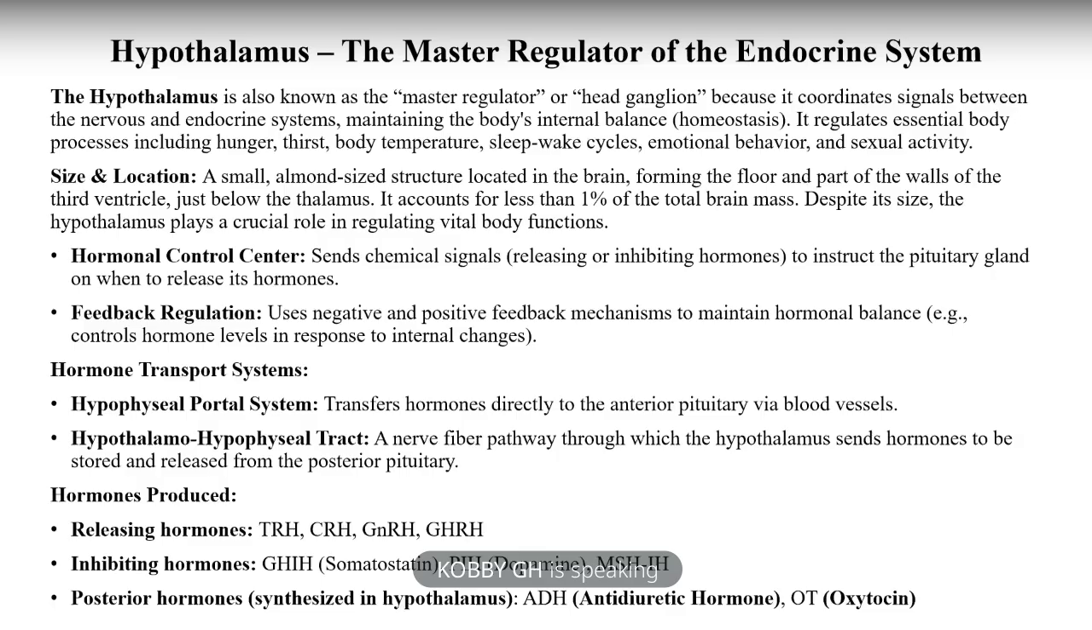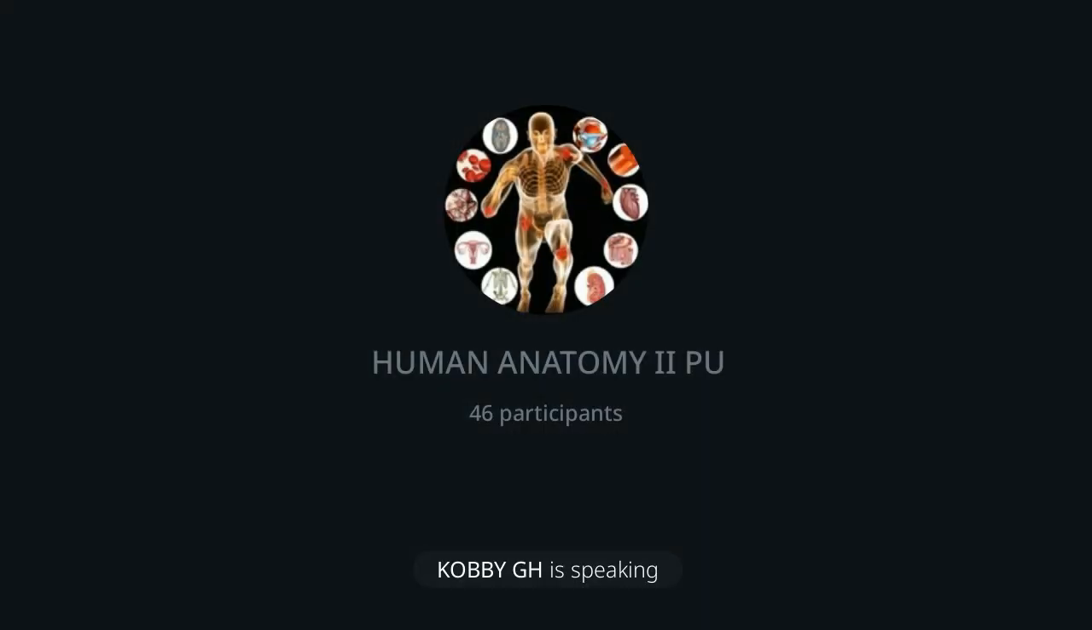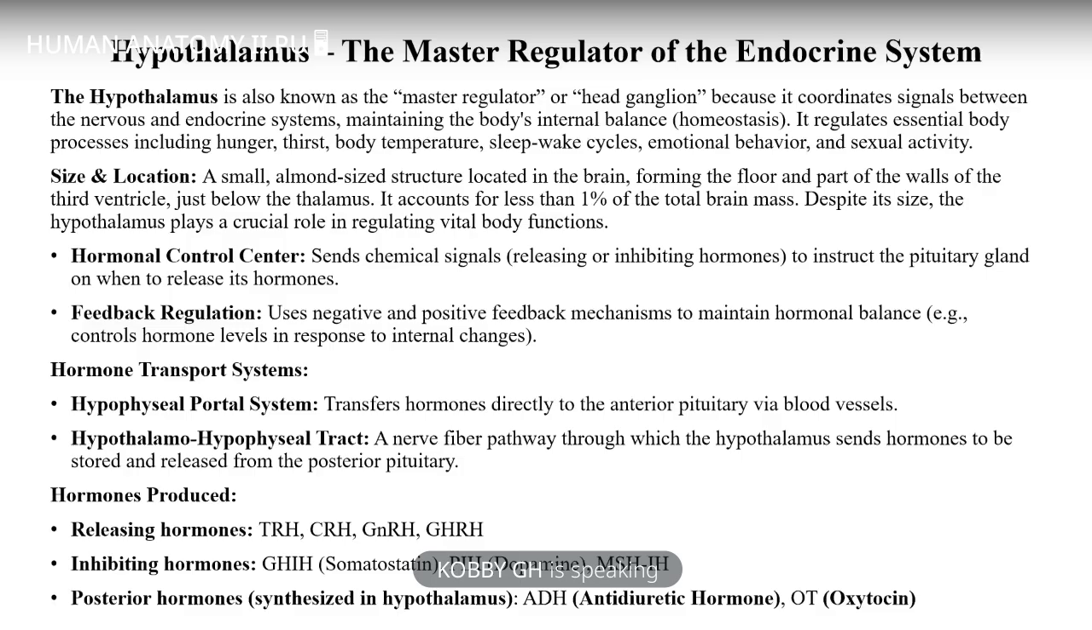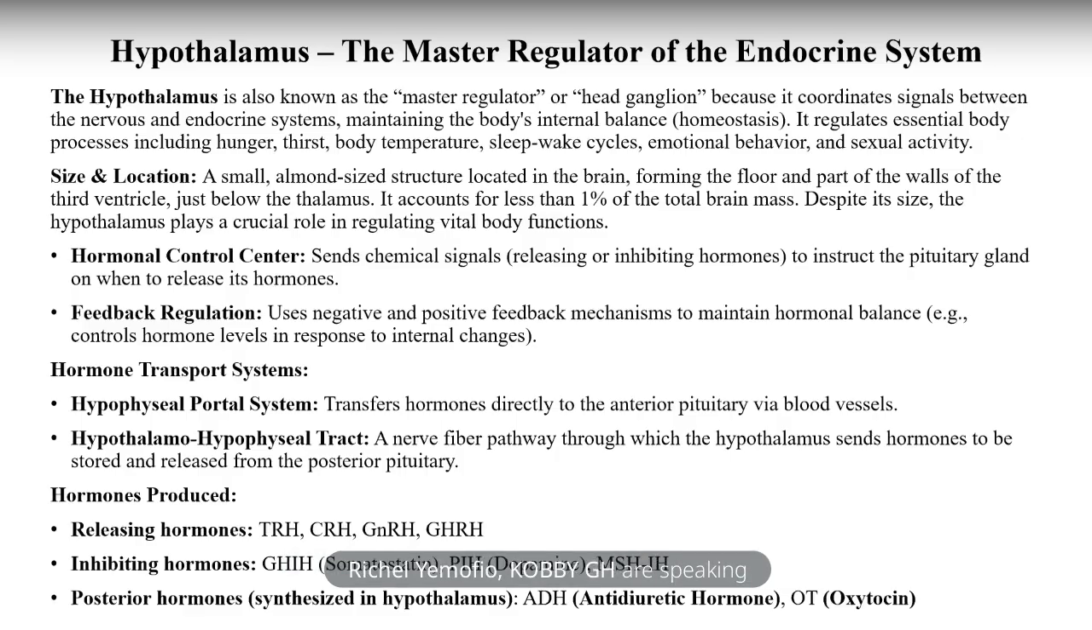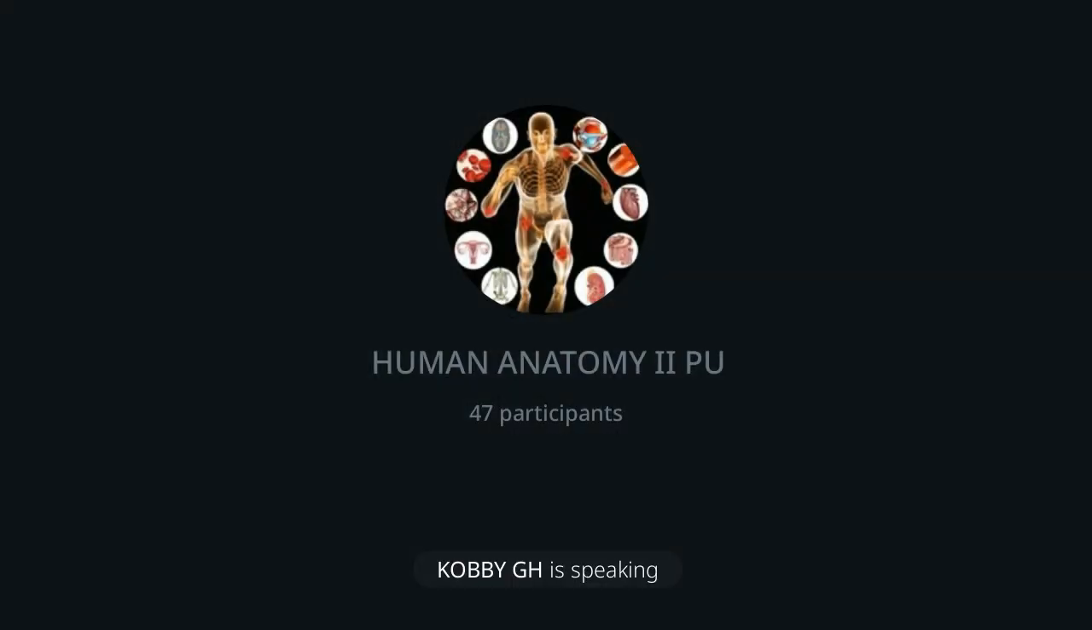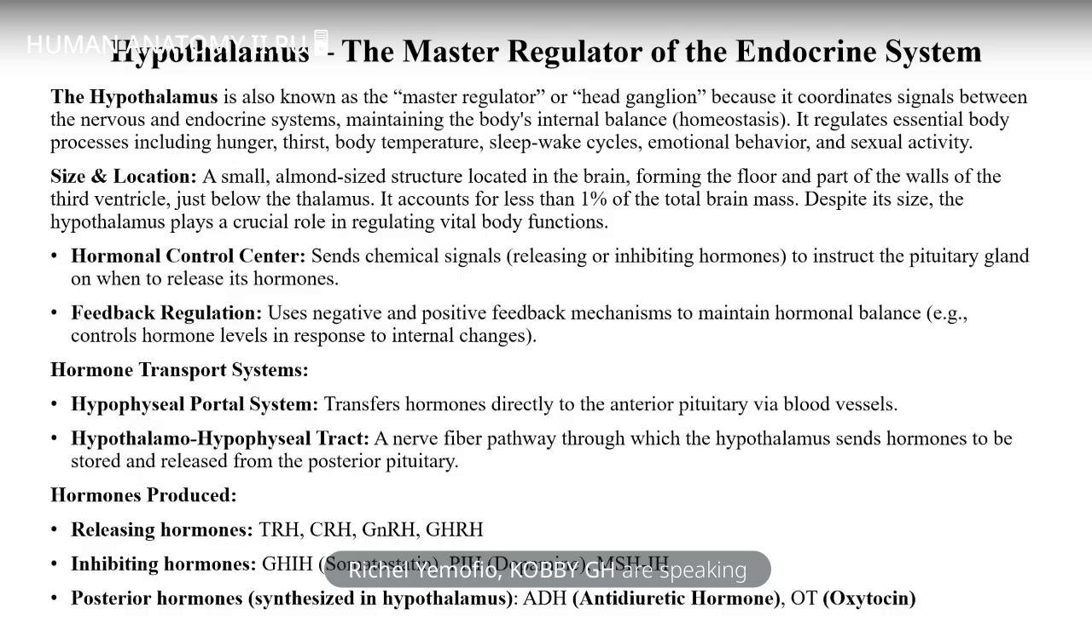But the question is, how does it communicate with the pituitary gland? Because we also learned that the pituitary gland has two anatomical divisions. What are they? The anterior and the posterior. Good. The anterior pituitary and the posterior pituitary. So now the question is, how does the hypothalamus communicate with the anterior pituitary? Who remembers?